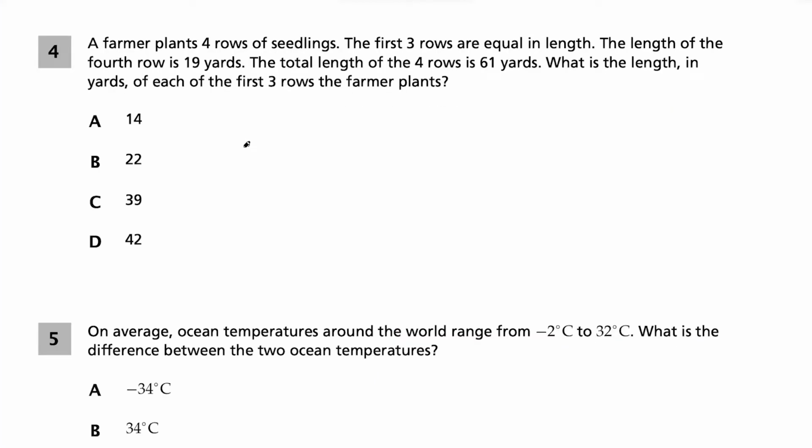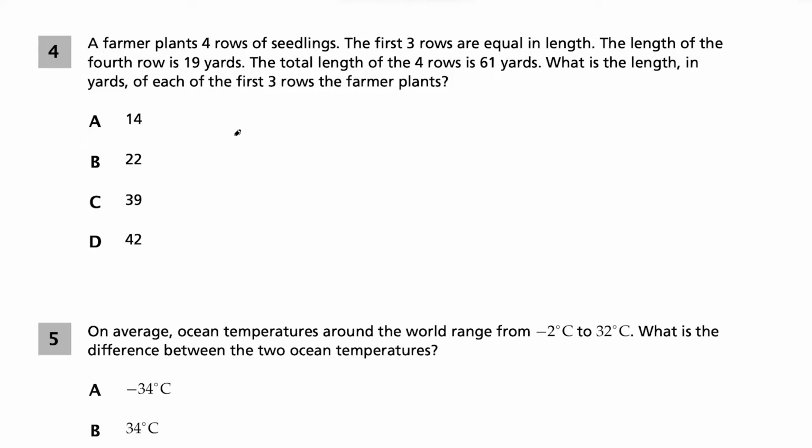Question 4, a farmer plants 4 rows of seedlings. The first 3 rows are equal in length, and the length of the 4th row is 19 yards. The total length of the 4 rows is 61 yards, and we want to know what is the length in yards of each of the first 3 rows the farmer plants.